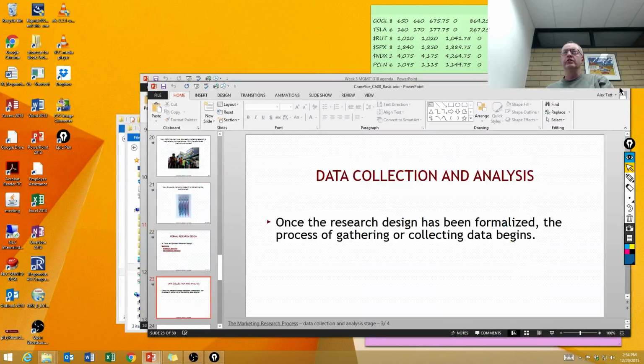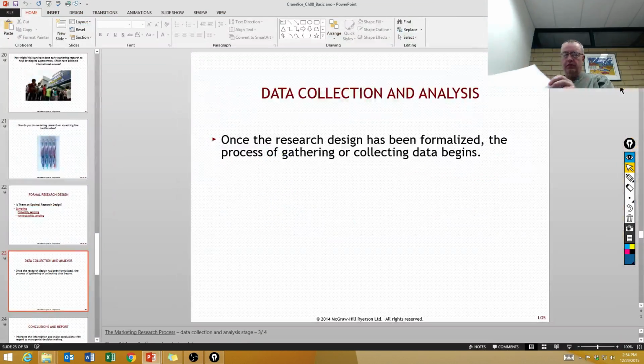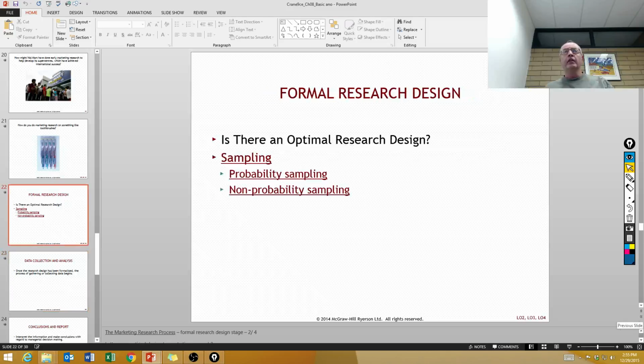And if you take a course in statistics, or if you've taken a course in statistics, you know that there are other methods for analyzing data as well. Much more sophisticated methods. Okay, then the final stage of the marketing research process is drawing conclusions and writing reports.